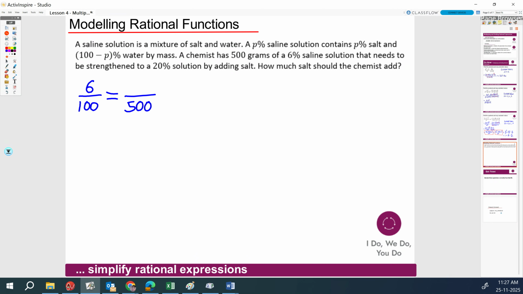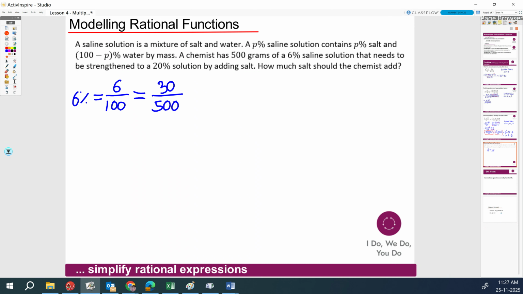How do we turn the 6% into 0.6%? Multiply by 30. So 6%, 6 over 100. We want 500 grams of saline solution. How much salt is in our saline solution? It's 30 grams.